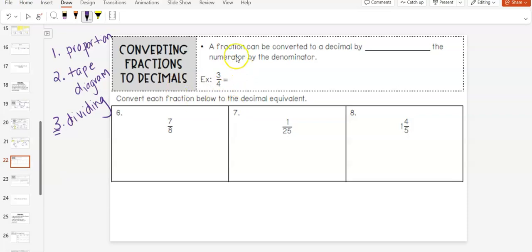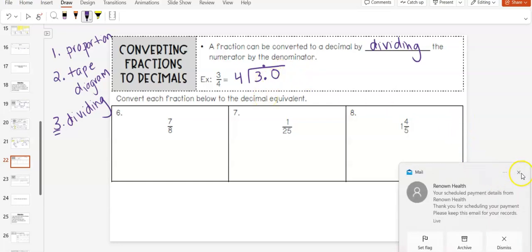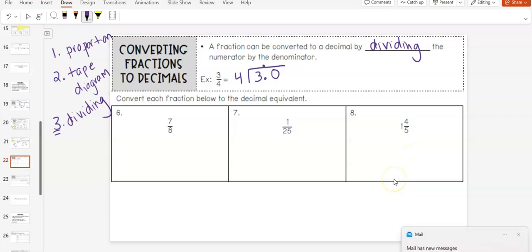Okay, so what we're going to do is we're going to take our fraction. A fraction can be converted to a decimal by dividing the numerator by the denominator. So I'm going to go ahead and divide with long division 3 by 4. Now, yes, I'm going to need to do long division, and I need a decimal answer, so I'm going to need to add that decimal point.